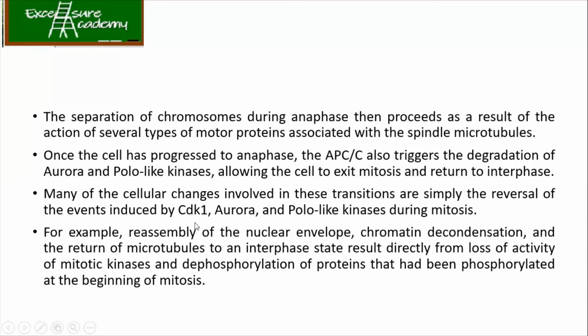So if you remember, CDK1 aurora को activate करता है, aurora polo-like को activate करता है, polo-like kinase activates CDK1. So this was the example of positive feedback. Now, for example, when it is reversing the activity, so it means what? आपका nuclear envelope reappear होगा, chromatin condensation की जगह decondensation होगा, right?